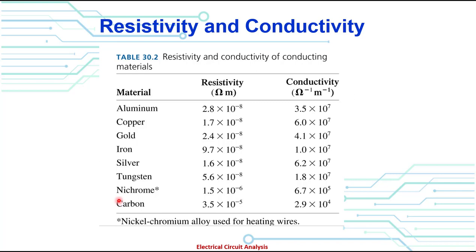This table represents different resistivity and conductivity values for different materials. All these materials represent conductors, and these are their respective resistivity values, and these are their respective conductivity values. So now we understand what causes the resistance in the flow of electrons and creates resistance in the circuit.